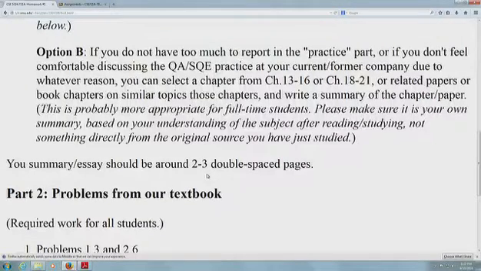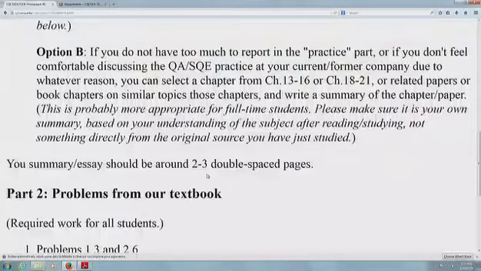If you feel uncomfortable doing this analysis, for whatever reason, because of some sensitivity of the nature of the business, or you're a nice guy and you don't want to criticize your own company, then I give you another option.